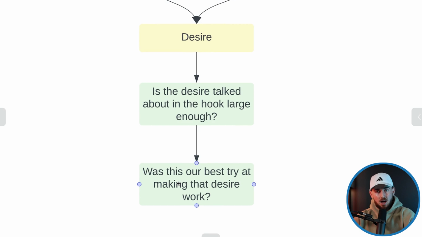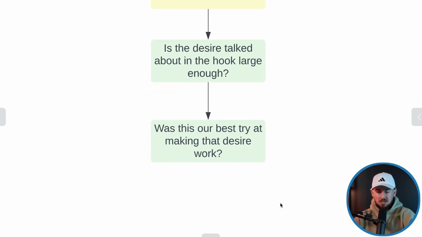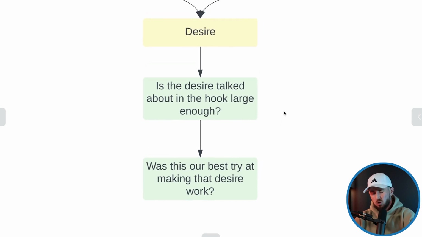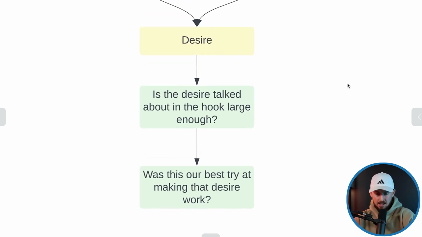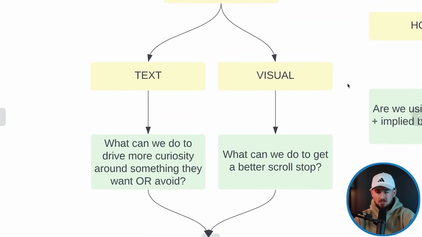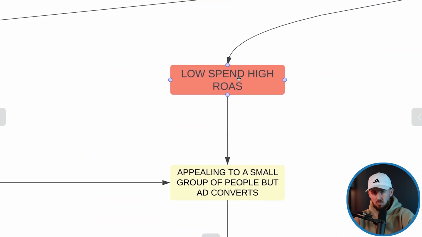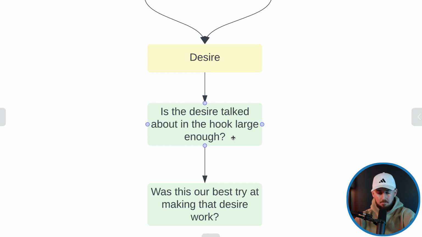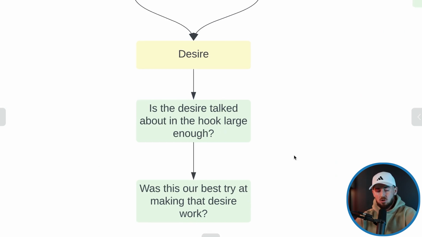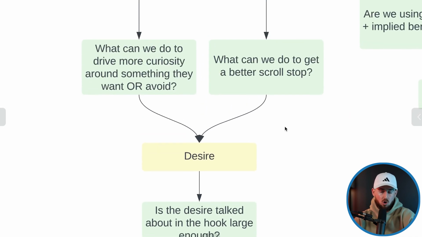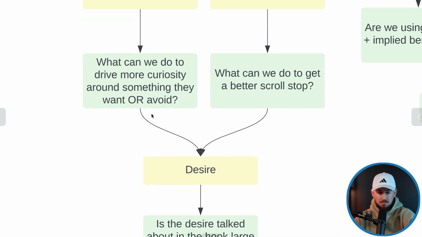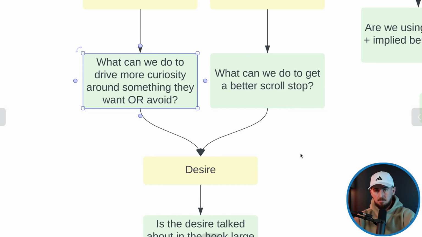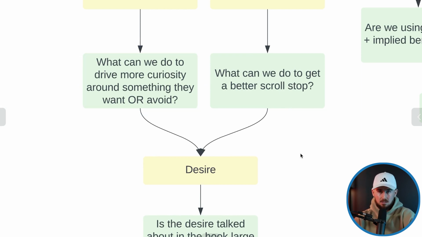Then last, an honest question for yourself: was this our best try at making that desire work? Sometimes you may have to go create a whole new concept at that desire again. But these are all good questions to ask yourself when you hit this particular situation. And then from there, look at, hey, maybe this looked good, even this looked good, but maybe it just wasn't our best try. Maybe there's a couple other ways we could go at this particular desire. Or maybe all this looks good, except this one right here, and it just did not make people curious enough to want to click. Those are all possibilities right there.